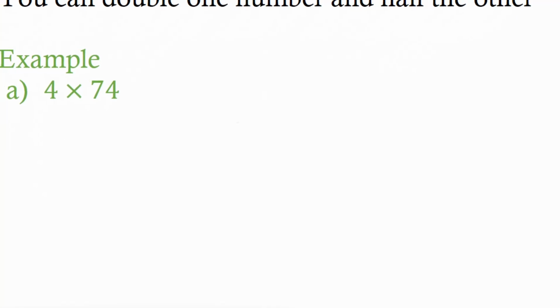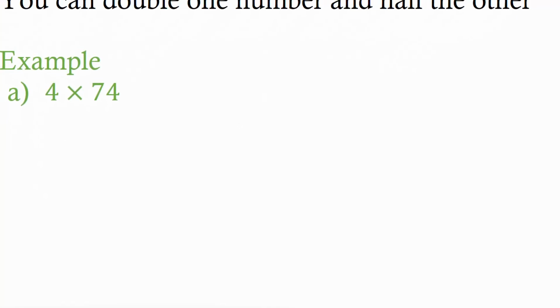For example, here we have 4 times 74. For some people that could be really difficult. So what we could do is halve the 4 to turn it into 2 and then double the 74 to make it 148. Then we can just double it again, and we now get 296. So instead of trying to go through 4 times 74 in our heads, we said, if I go 2 times 148, that's the same thing. And then that's just doubling it, so let's double it.